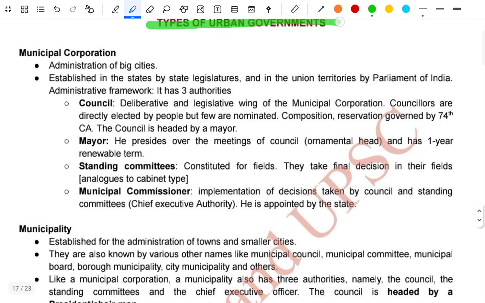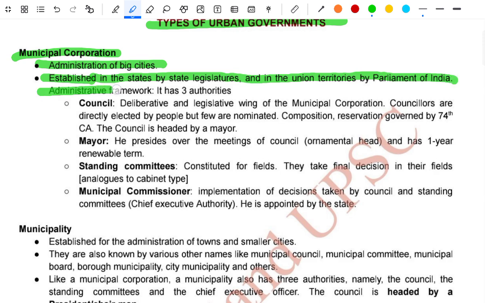Types of urban governments. The municipal corporation is the administration of a big city, established in the states by the state legislature, and in union territories by the parliament of India. The administrative framework has three authorities: the council, the deliberative and legislative wing of the municipal corporation. The councillors are directly elected by the people, but a few are nominated.